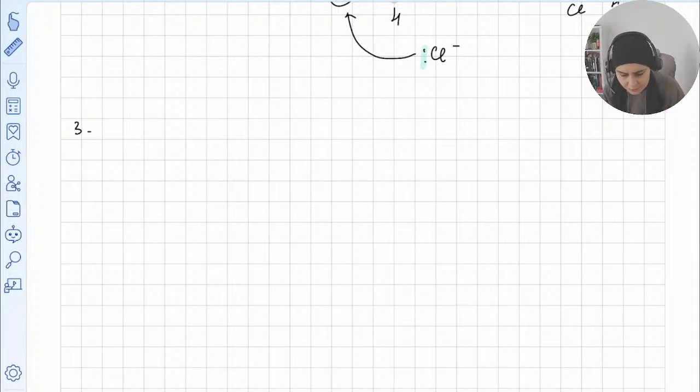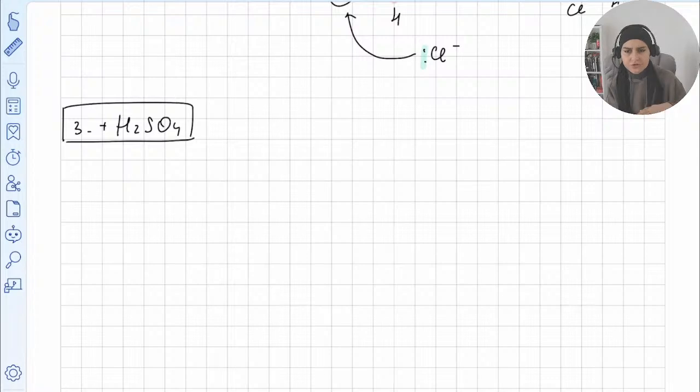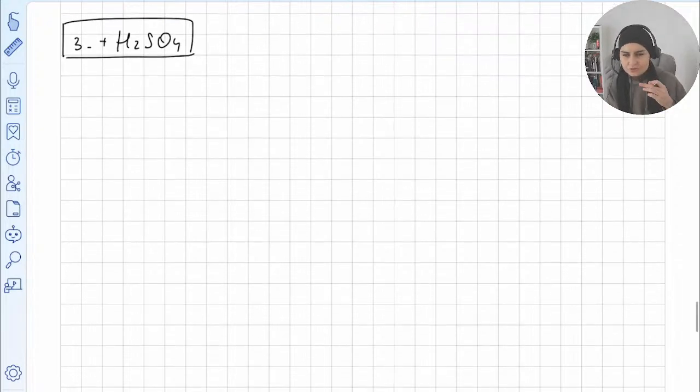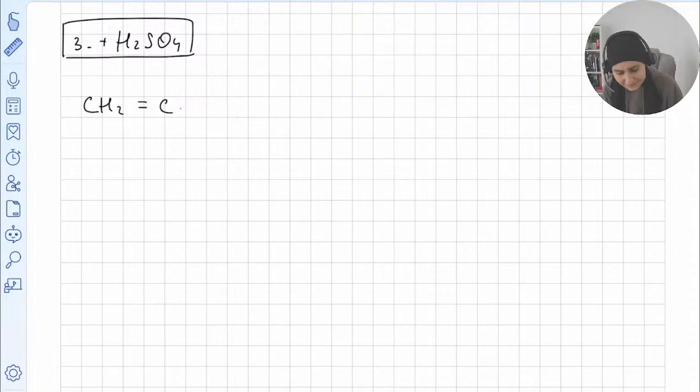Okay, so the third property, it's when you add H2SO4. Not all boards need a reaction of alkenes with H2SO4, so check your board. AQA definitely needs it, Edexcel needs it. The rest I don't remember, so you have to double check, but even if you know this reaction, it's fine. Yes, even if you don't need it and you know one extra, you have enough brain space to keep it there.